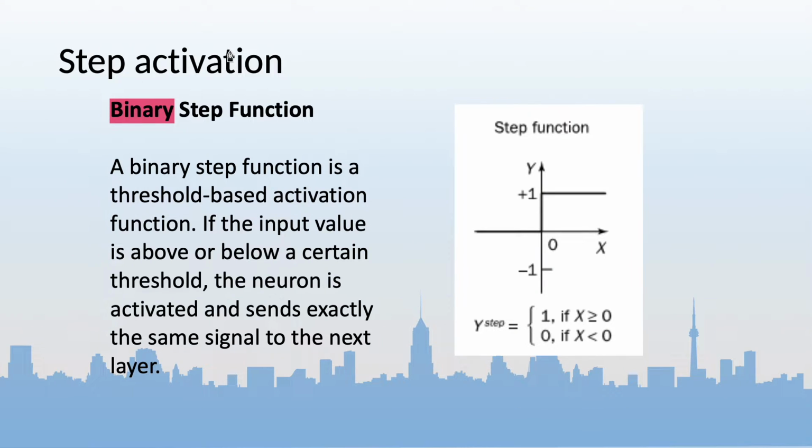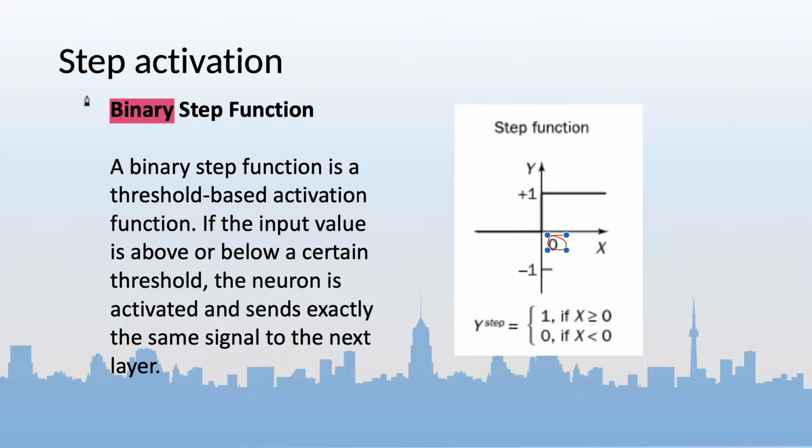The first one is step activation. In step activation function, we have binary and also bipolar. For the step activation, the value is either 1 or 0. If the x value is more than or equal to 0, then it will become positive 1. And if the x value is less than 0, it will become 0.